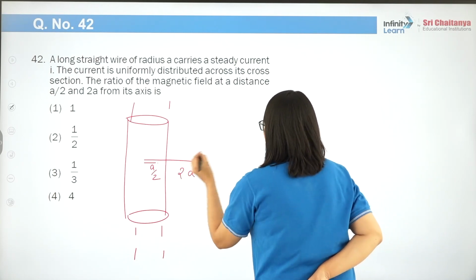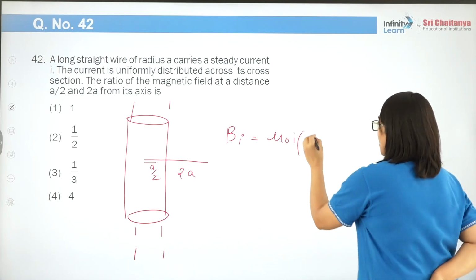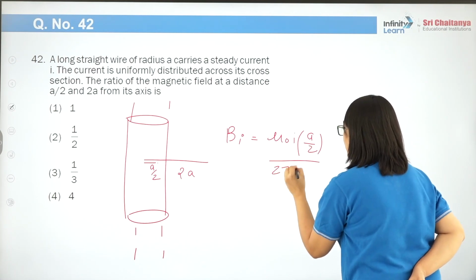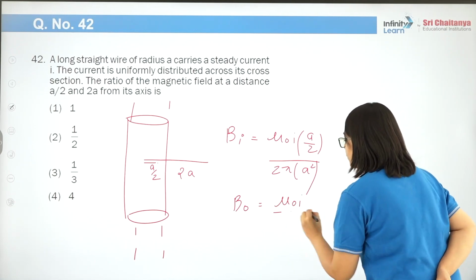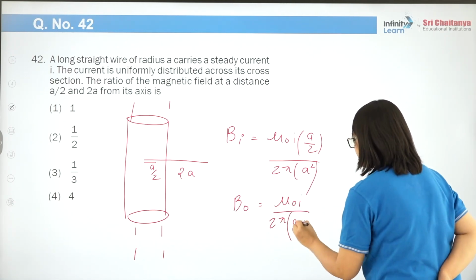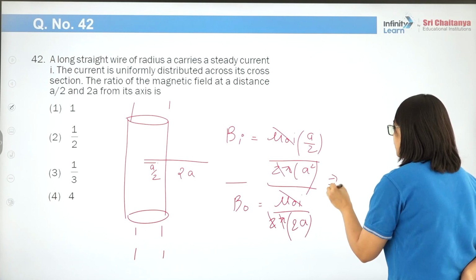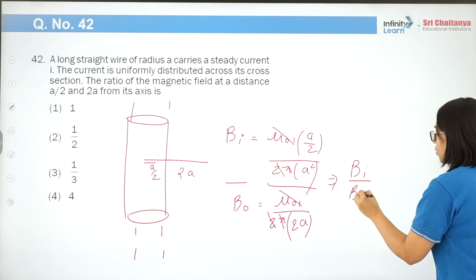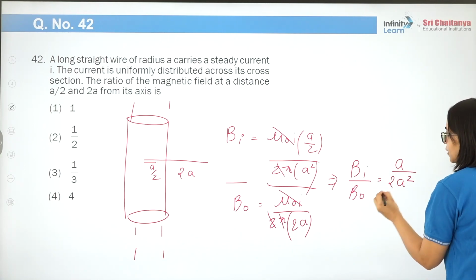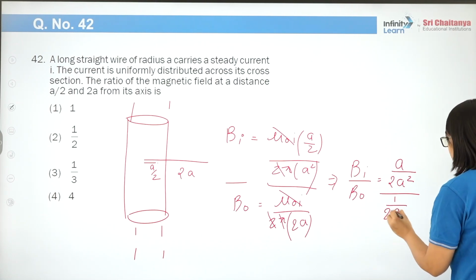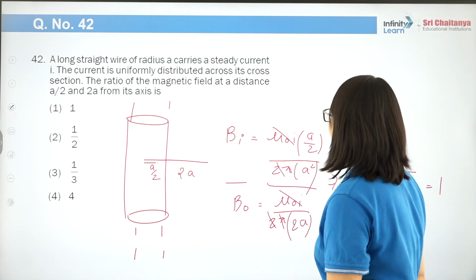When the point is inside, the magnetic field is mu naught I into r divided by 2 pi R square, and when the point is outside, it is simply mu naught I upon 2 pi r, which is 2a. Take the ratio. Mu naught I cancels, 2 pi cancels. So we have B inside upon B outside, a upon 2a square, divided by 1 upon 2a. The 2a cancels, a cancels. So the ratio will be 1:1. So the correct answer is option 1.